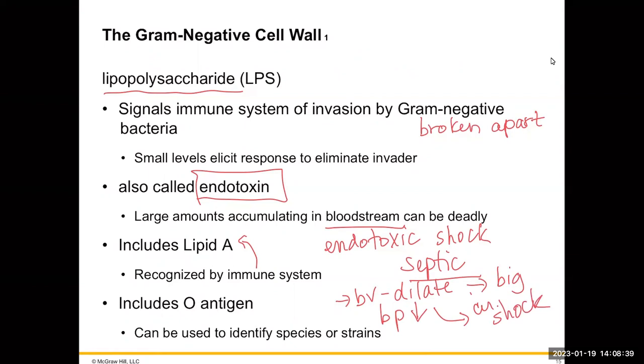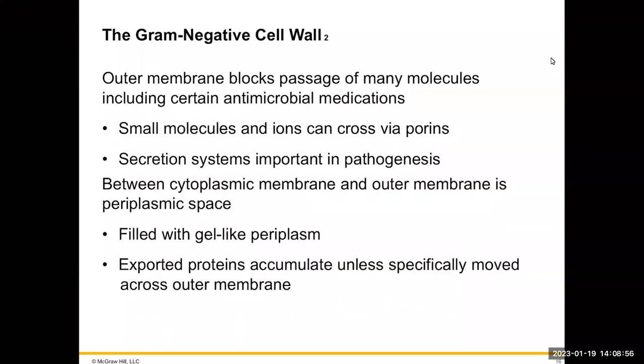So that can happen when gram-negative bacteria are killed really fast. Okay, and it's this endotoxin. And the endotoxin is the same as the lipopolysaccharide. That's what it is, just another name. Okay, now the gram-negative cell wall, that outer membrane part, makes them less susceptible to certain antibiotics.